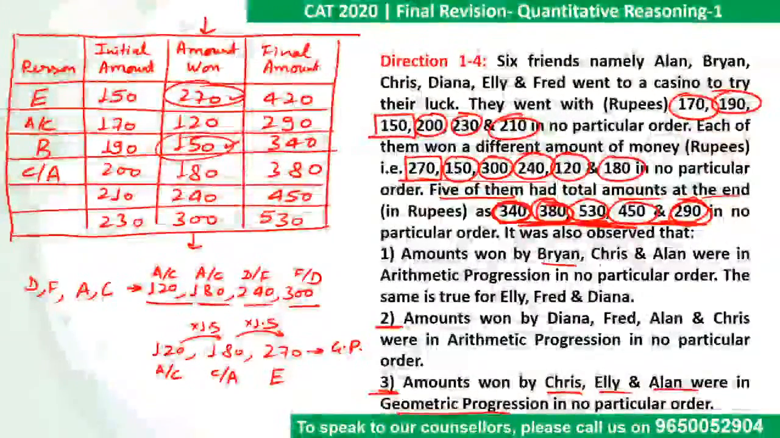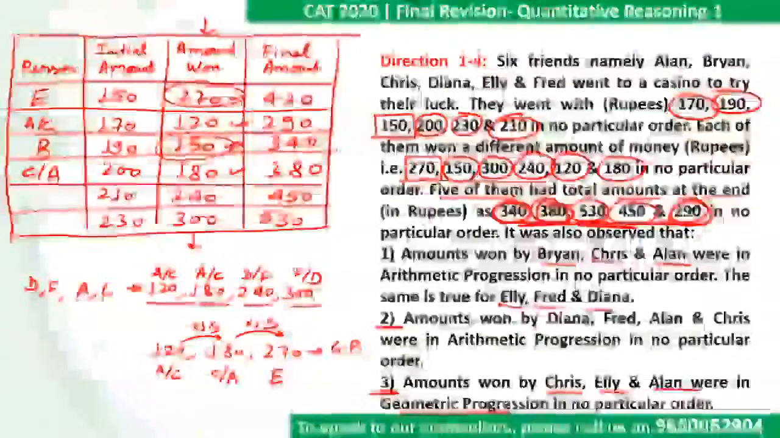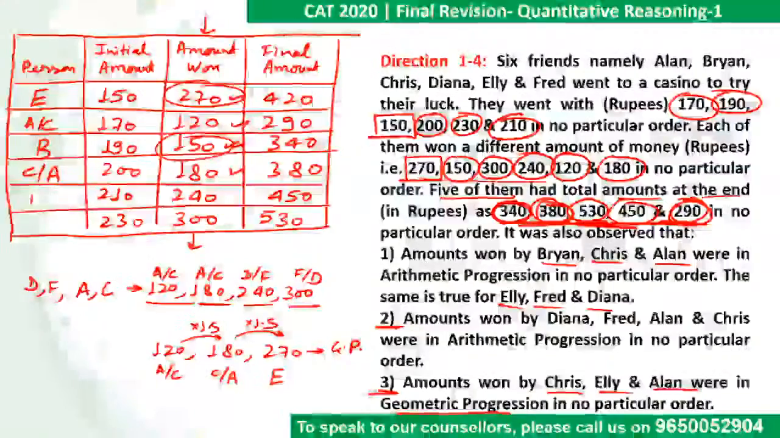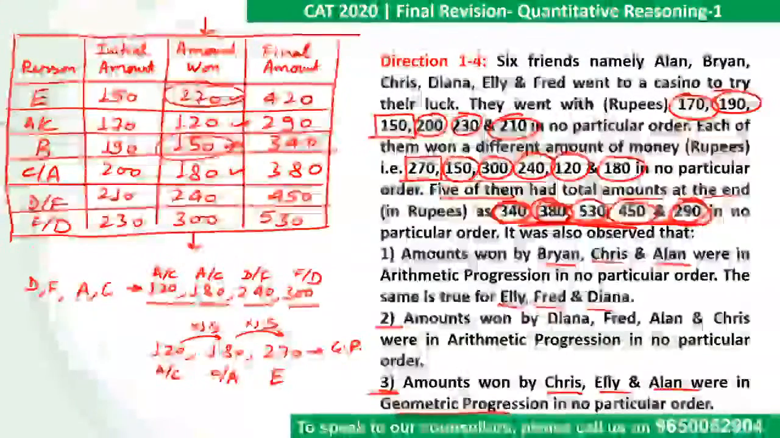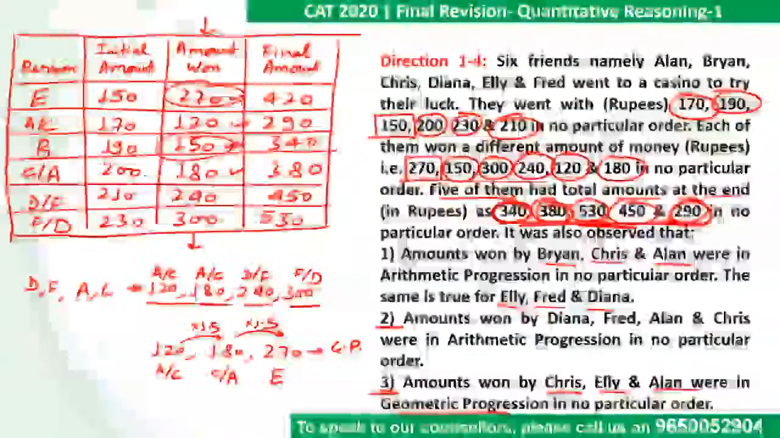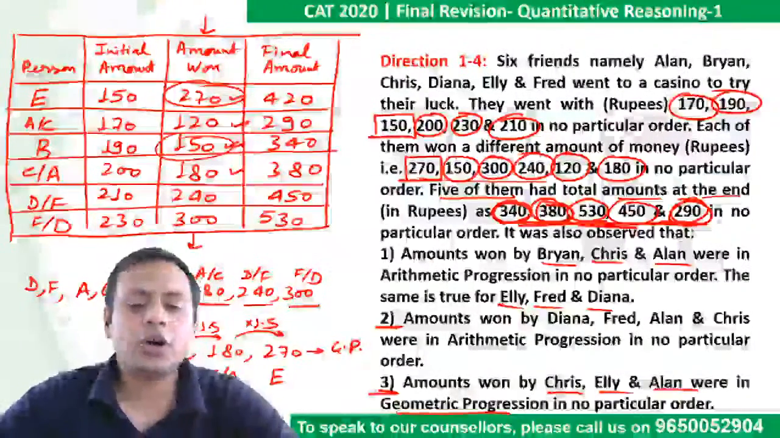By the way, the amounts won by Brian, Krish and Ellen were in AP. Yes, 120, 150 and 180. These are in AP, isn't it? And the same is true for Ellie, Fred and Diana: 270, 240, 300, in that order, again in AP. I hope you guys understood this one. So we are able to solve up to this point.